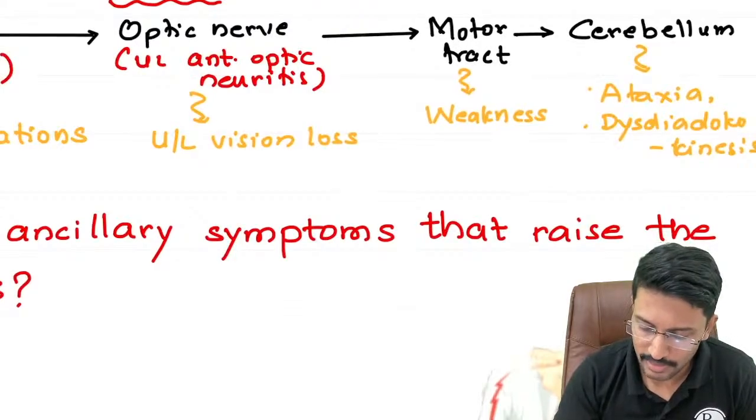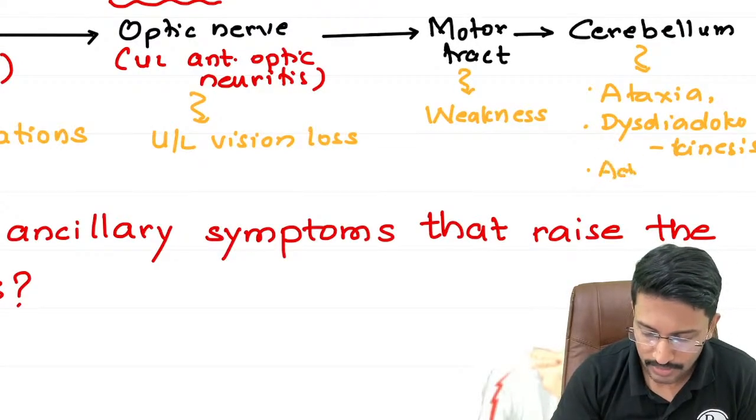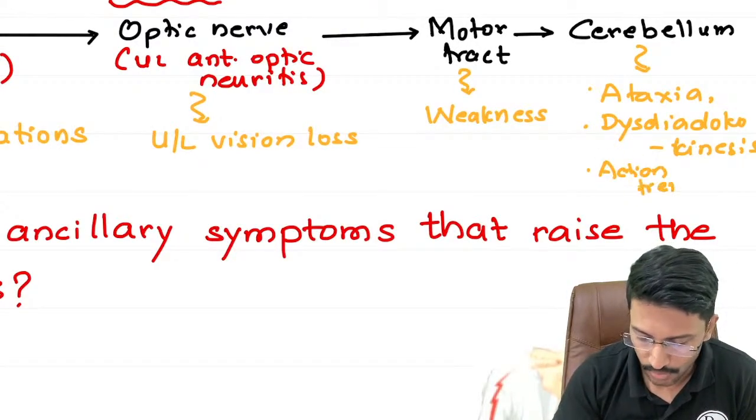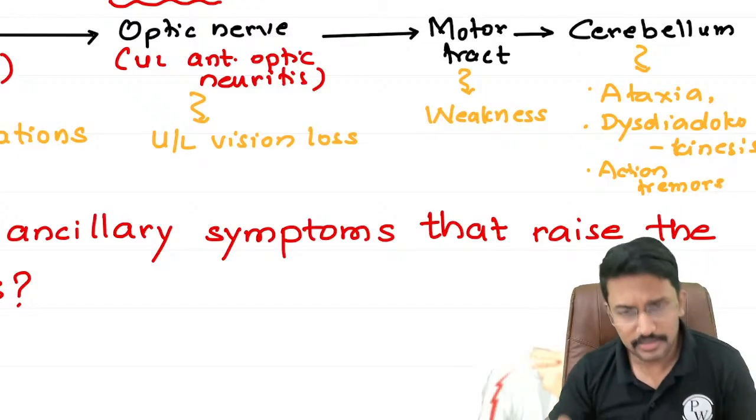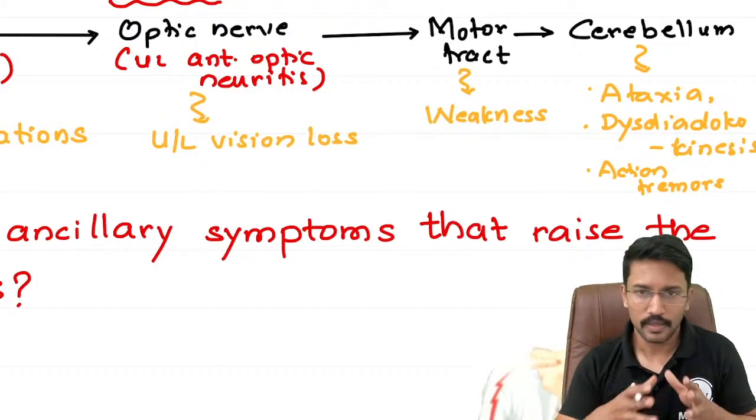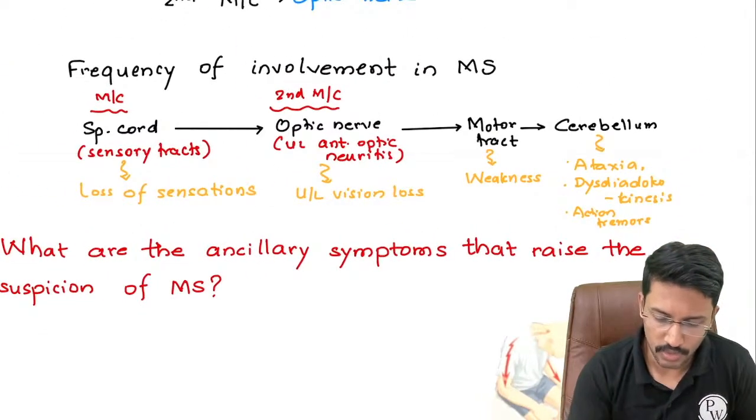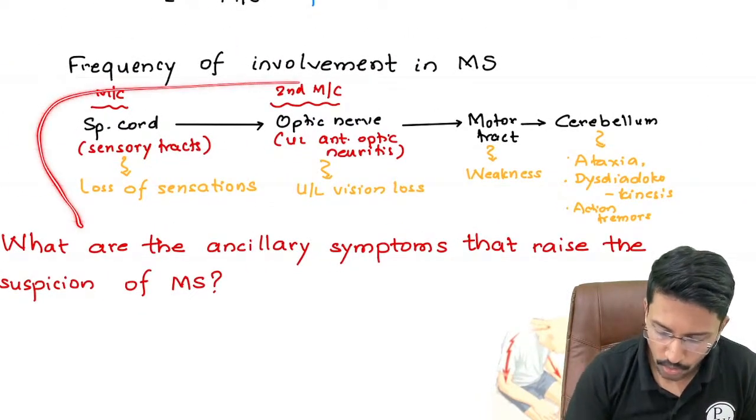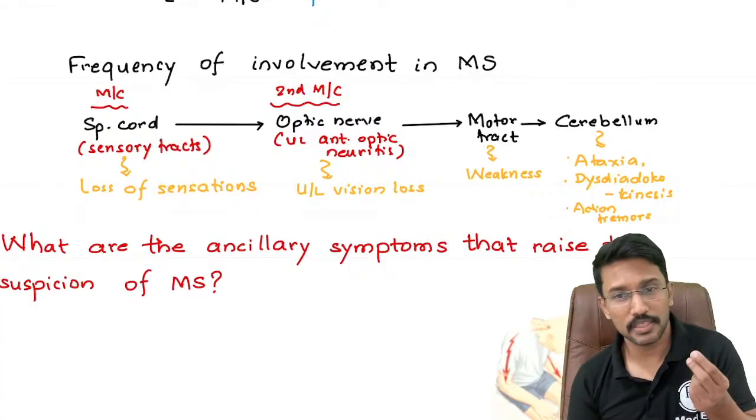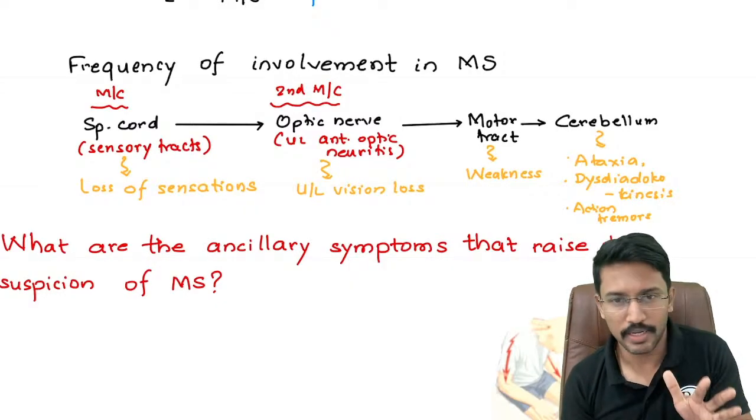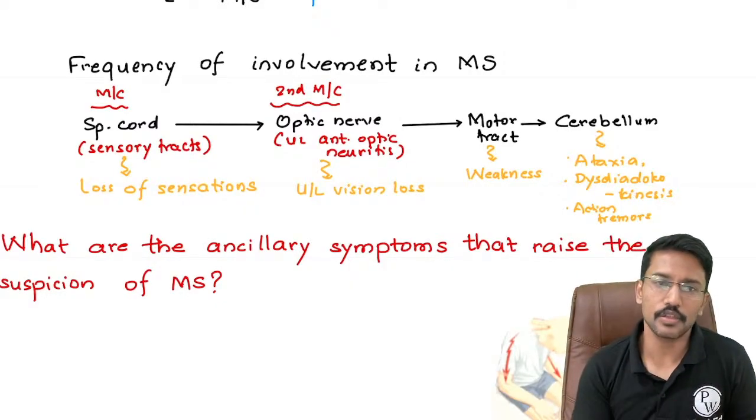What else can I get when the cerebellum is damaged? I can also get action tremors or intention tremors. These are common symptoms we are expecting when we have multiple sclerosis. Obviously, when a patient comes to us, he might not have all the symptoms. Whichever structure he is going through demyelination of, the patient will present with those symptoms.